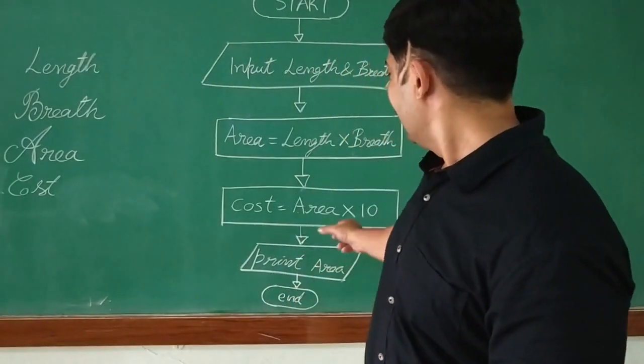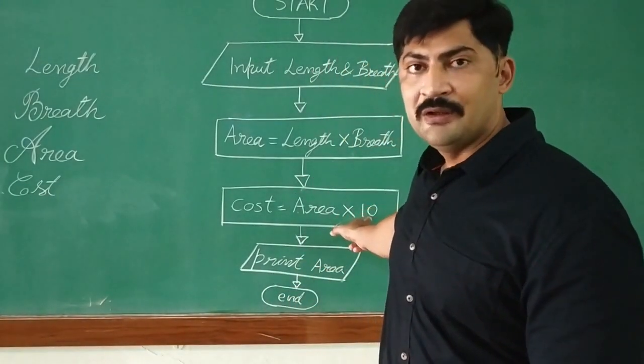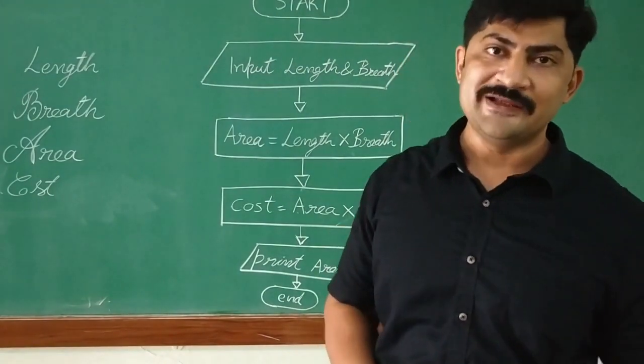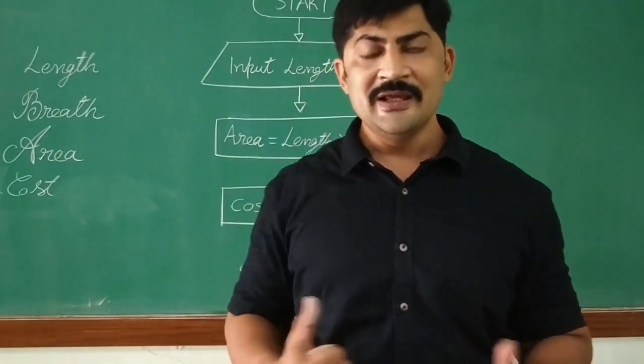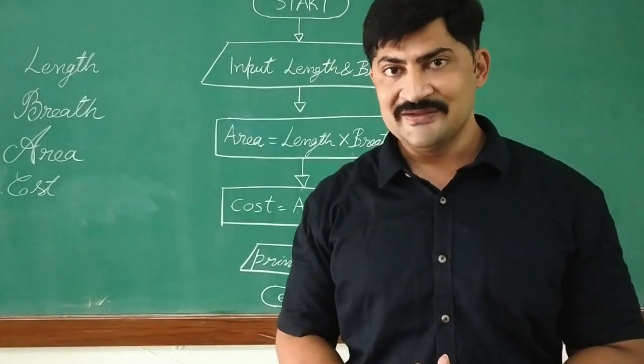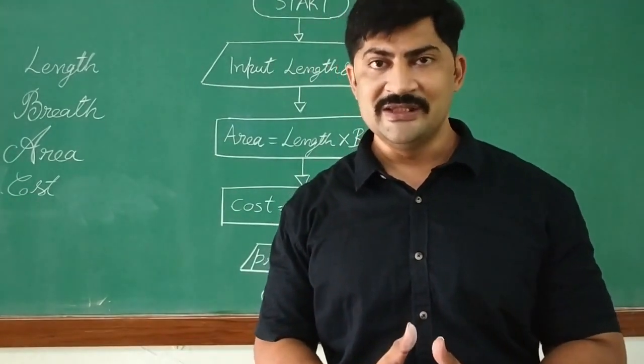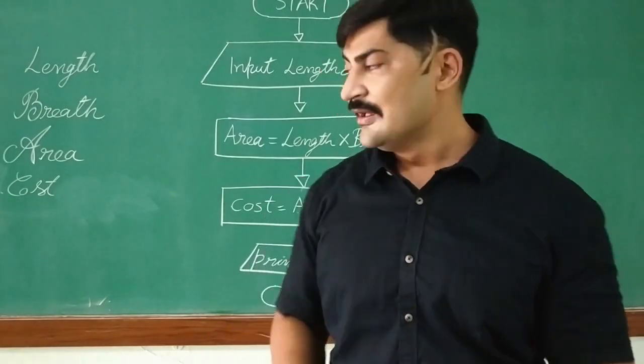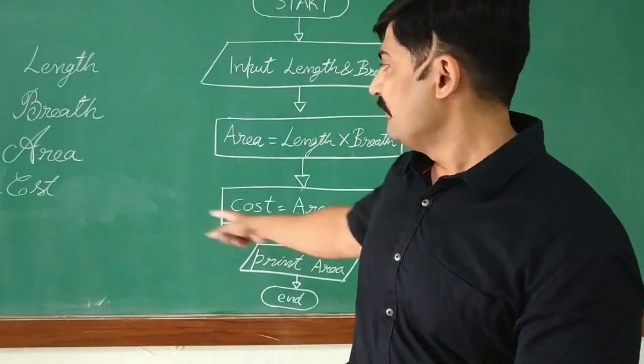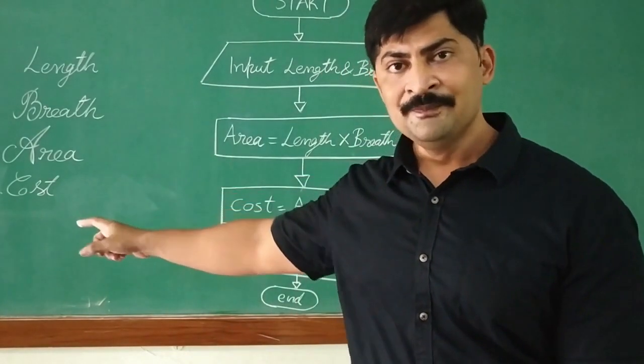Now here, if this thing 10 was not fixed in the given question, here it is given as a fixed price, that is 10. But if it is a variable thing, that means if it is changing, then here also instead of 10 we will have to take one more variable and make use of it.